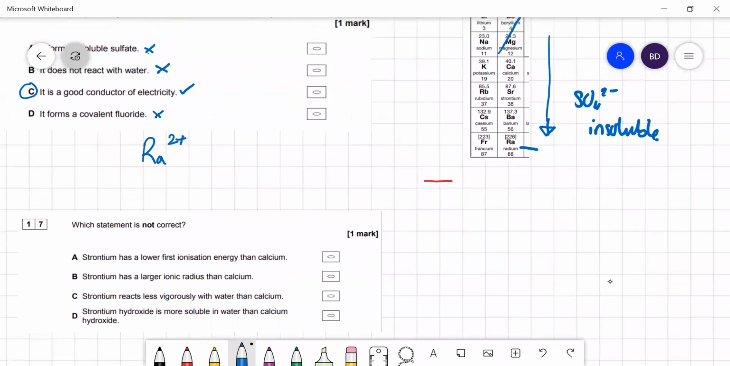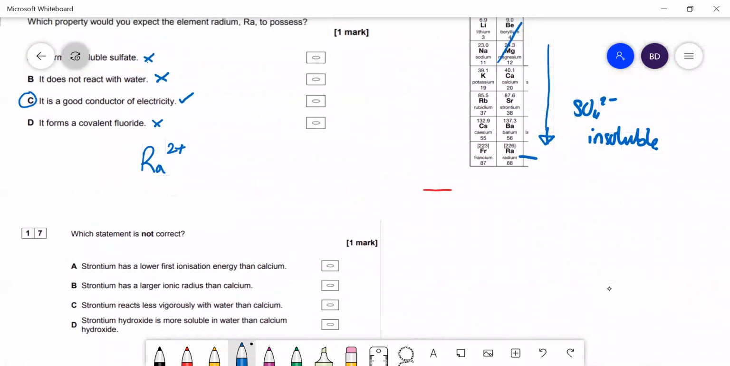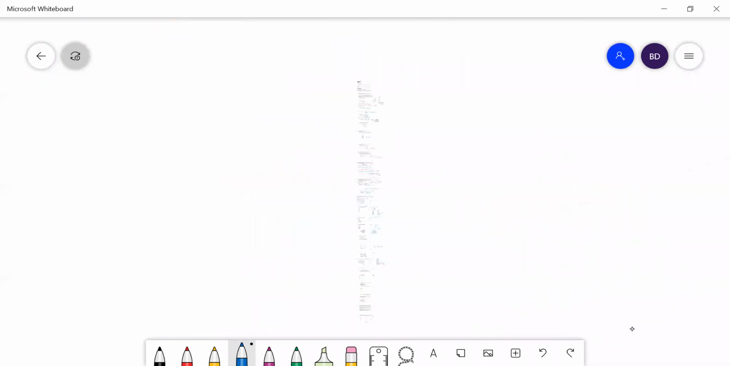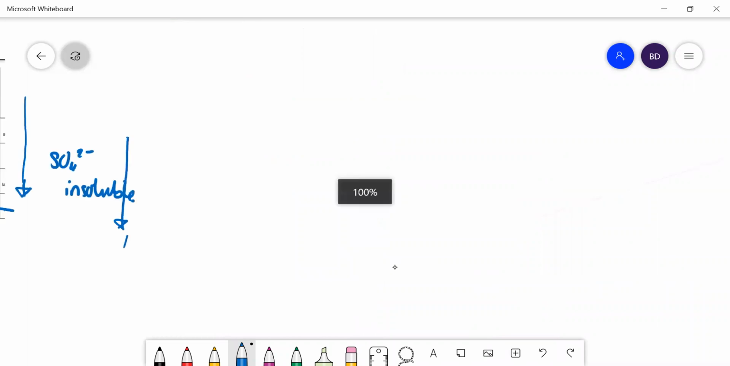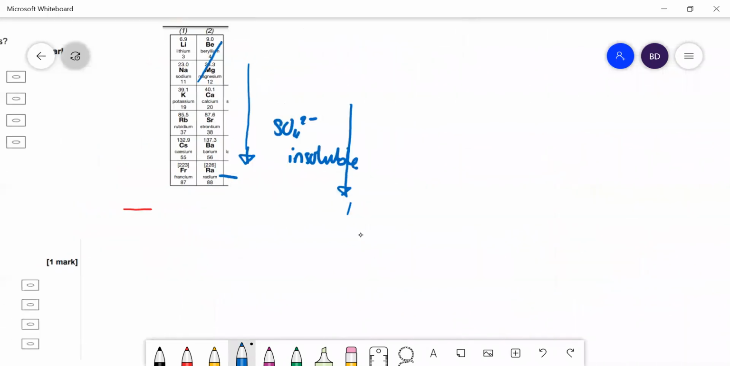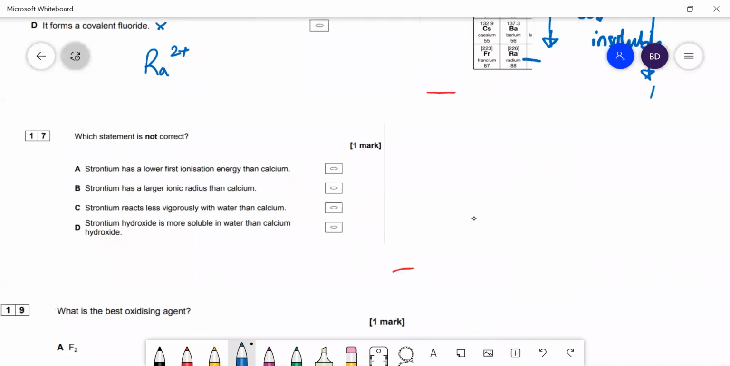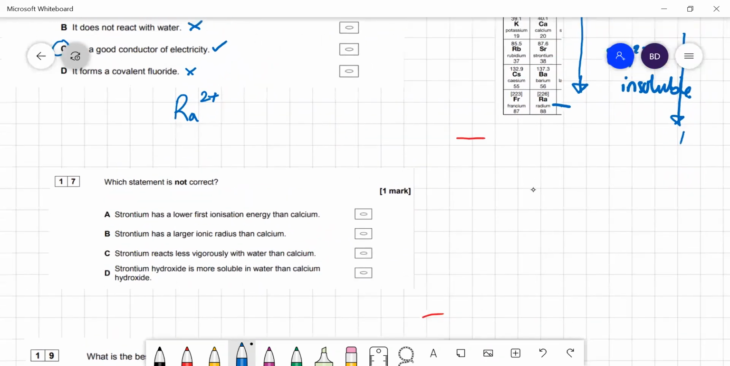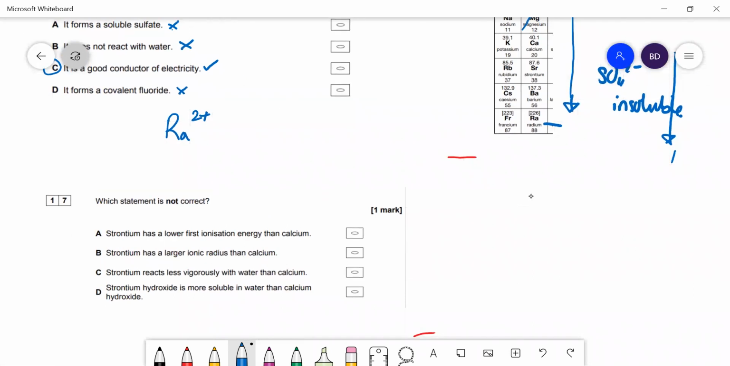Now, ionization energies. When we go down any group, including group 2, the first ionization energy decreases. The first ionization energy decreases. So strontium will have a lower ionization energy than calcium because it's further down. That is correct. Strontium will have a larger ionic radius, and it's further down the group. It's got more shells of electrons.